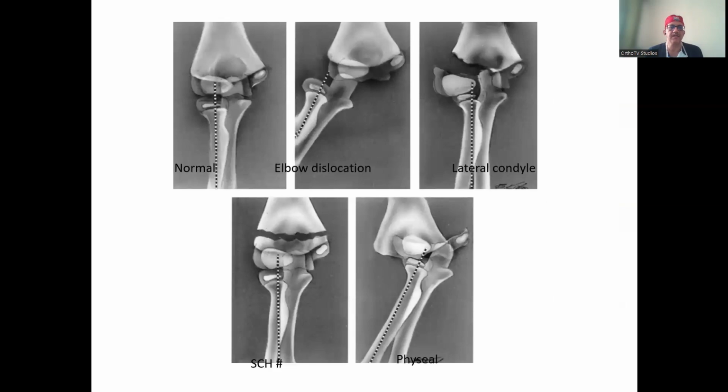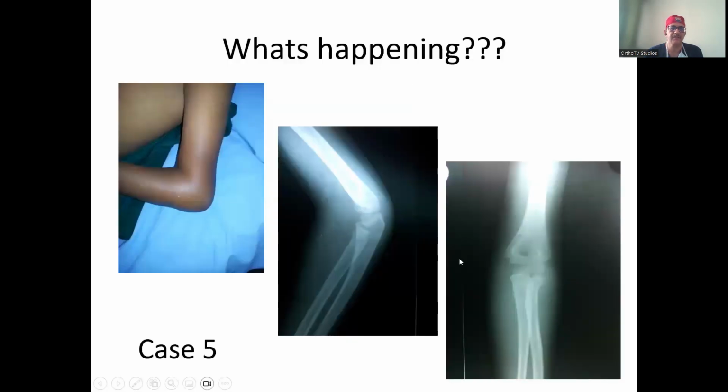Just to recapitulate, in a normal elbow alignment with an elbow dislocation, ulna and radius will go posterolateral. In a lateral condyle fracture, the radiocapitellar line is disturbed and the fragment rotates. In supracondylar, the alignments are maintained and the fracture is in the metaphysis. But in a transphyseal separation, you will see that it goes posteromedially and you may not be able to see the distal humeral physis, which is cartilaginous.